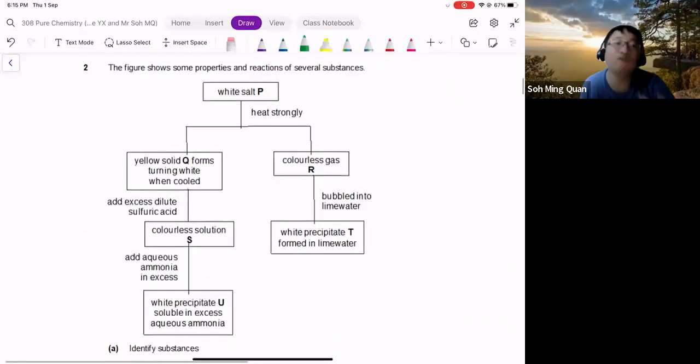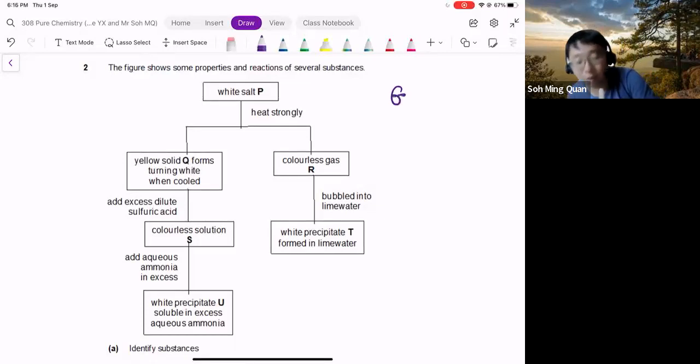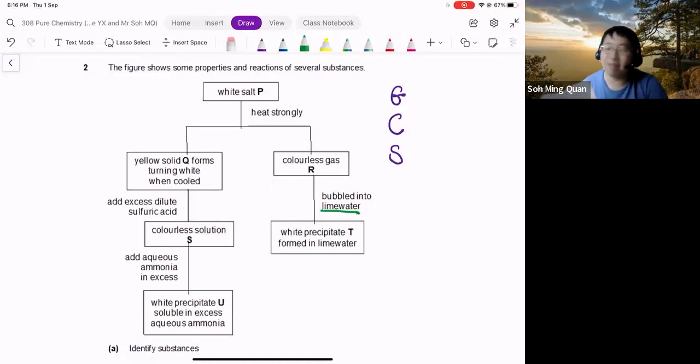Question 2 fully illustrates what I mean by GCS, good chemistry students. You must start with the gas. And it's quite clear-cut what is the gas, right? It's gas R. Gas R is a colorless gas and you are told it's bubbled into lime water. Isn't this a straight out giveaway? That means gas R is what? Let's ask someone. All right, Lucas, what is gas R? It's bubbled into lime water.